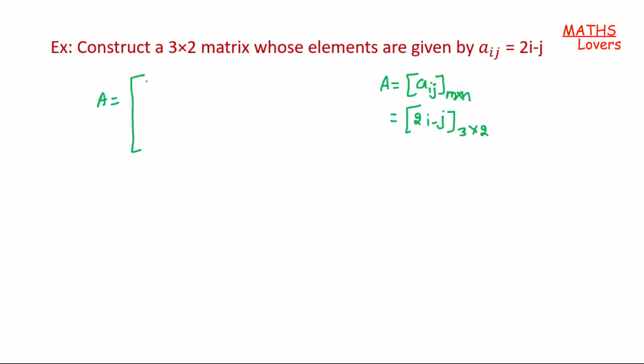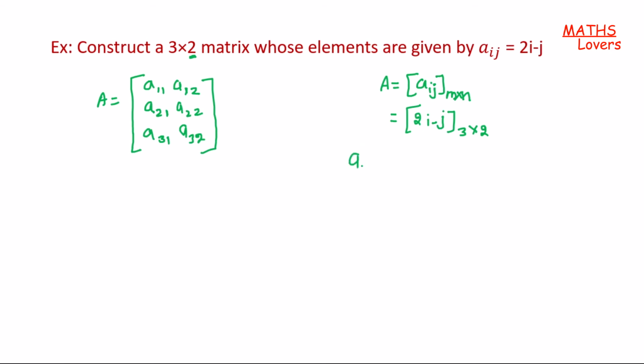So here the first element will be A11, then the second element will be A12. Here only two columns are there. Now let's proceed to the second row. The second row first element will be A21, this will be A22, then the third row A31 and A32. This is the general form of a 3 by 2 matrix. Now we will replace each Aij with their values.